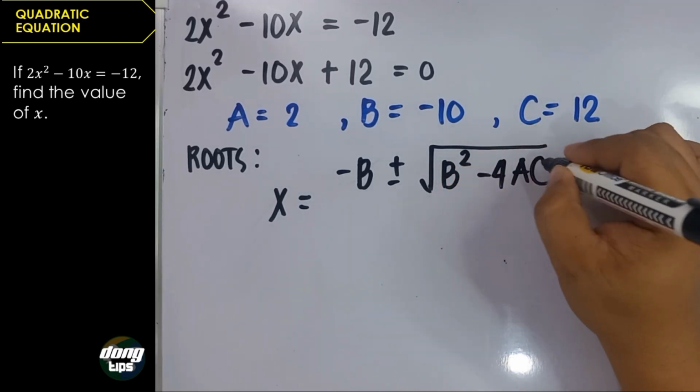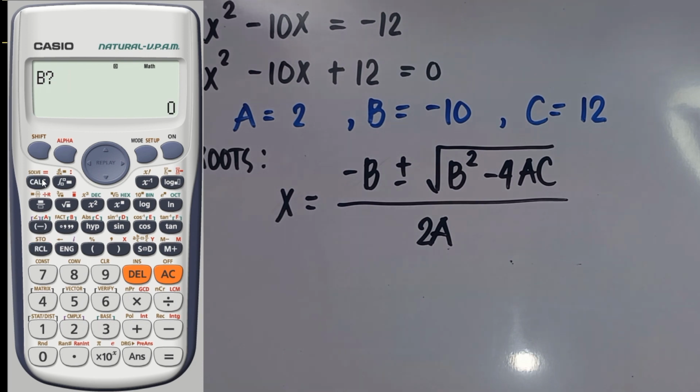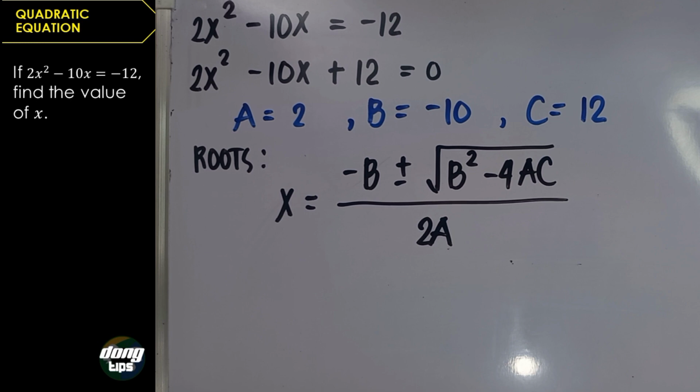Let's type the formula into our calculator: negative b plus square root of b squared minus 4ac all over 2a. Press CALC, then input the coefficients: negative 10 for b, 2 for a, and 12 for c. Press equals and you'll get the first root equals 3. Now, change the sign into minus, and we get the second root equals 2. And we get the same answers.